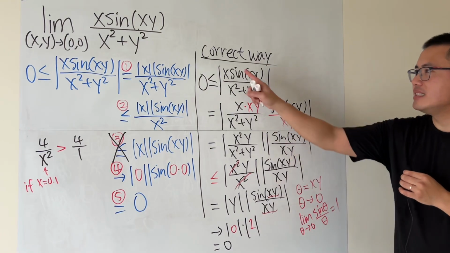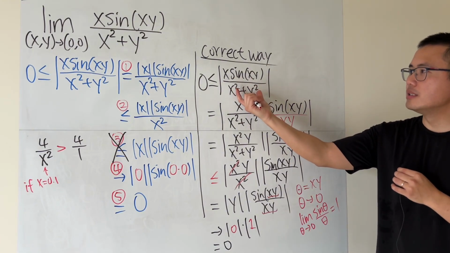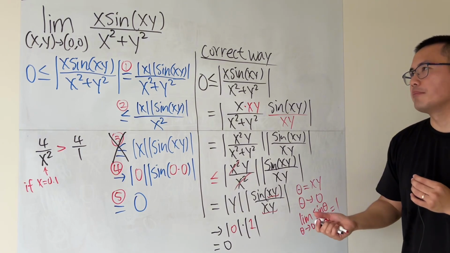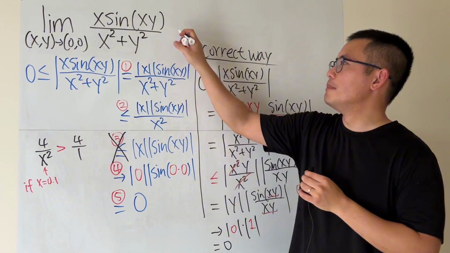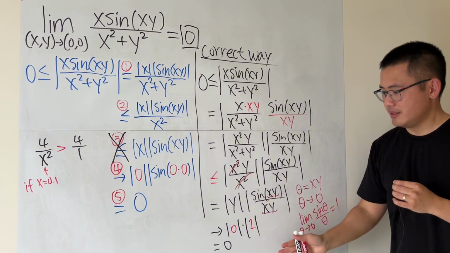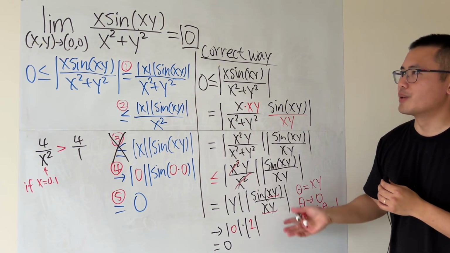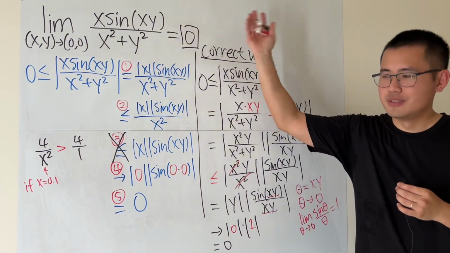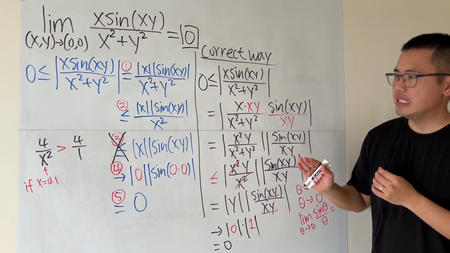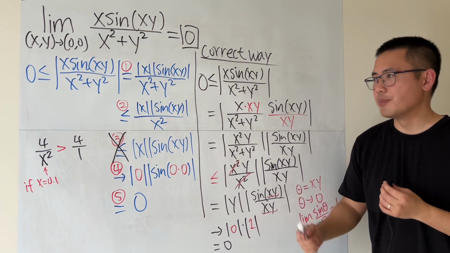And we see that the absolute value of this function is in between 0 and 0 as x and y approach 0. So that implies this limit must be equal to 0. And I think this right here is good enough work to conclude that that limit does give you 0. So make sure when you work on inequalities, each and every step is reasonable.